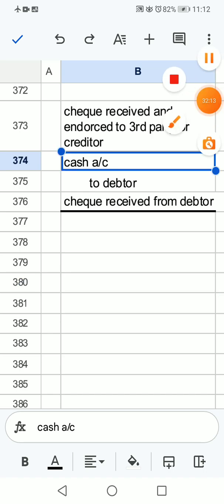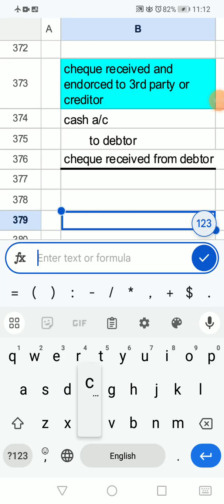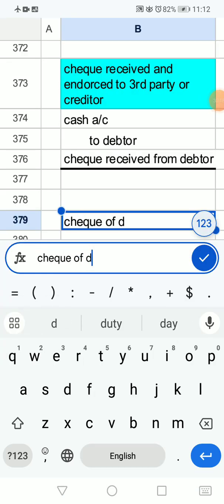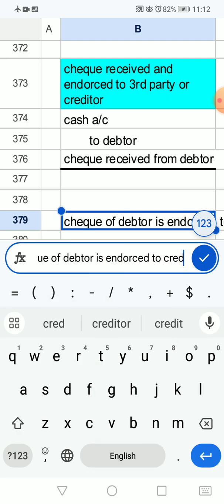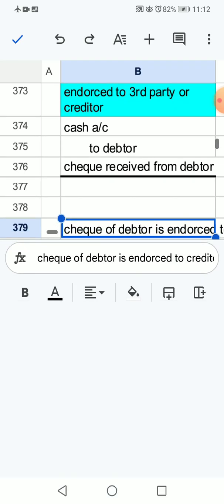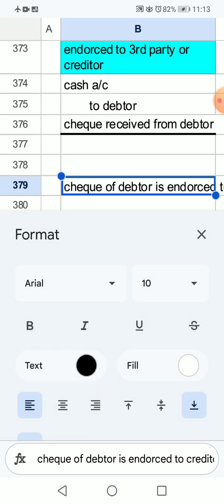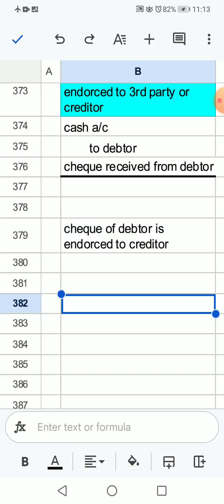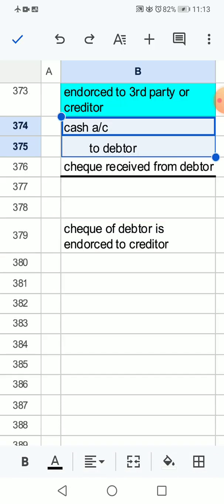All right, next stage, check of debtor is endorsed to creditor. Understand first what this entry is about. You have received a check from your debtor as at this stage. So you were supposed to go to your debtor's bank account. You were supposed to present that check to the bank, and you were supposed to withdraw amount from debtor's bank.